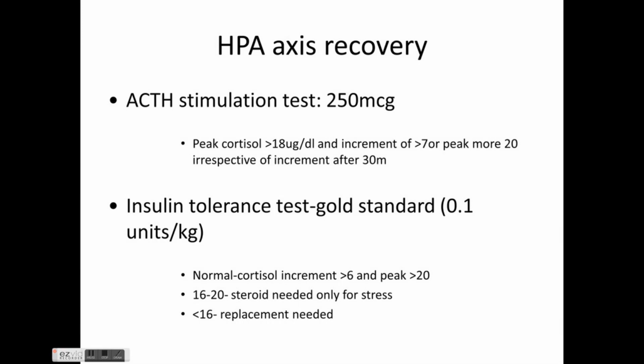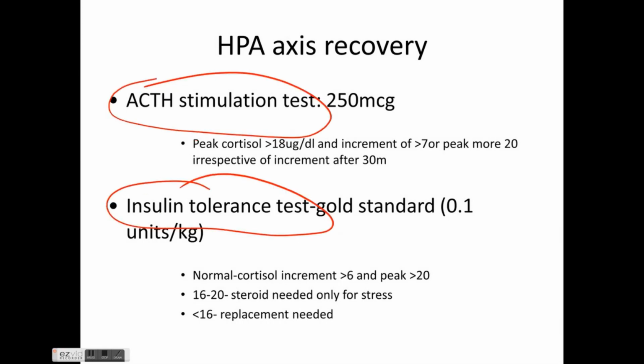For that, we have the ACTH stimulation test as well as the insulin tolerance test, which is the gold standard, in which 0.1 units per kg of insulin is administered, and a cortisol increment of more than 6 and peak more than 20 is suggestive of recovery of the HPA axis. If it's less than 16, then replacement is needed. If it's 16 to 20, then steroid is needed only during stress.